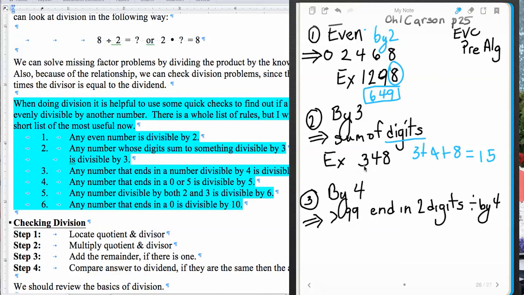Let's check it out. 3 goes into 3 one time. 3 goes into 4 one time, with 1 left over. 3 will go into 18 6 times, and there you see that it's evenly divisible by 3.